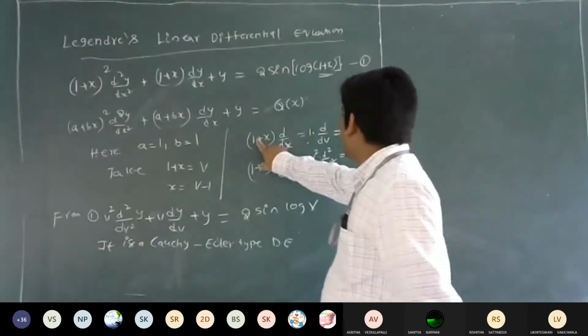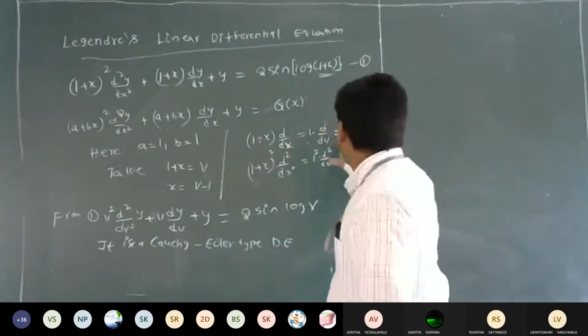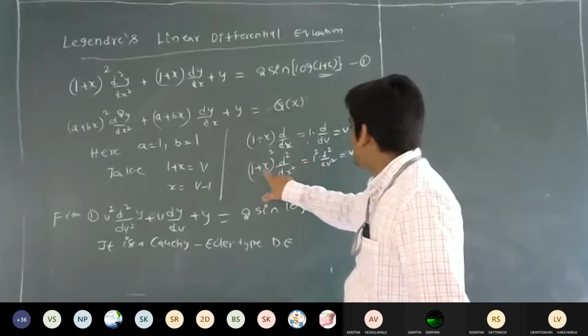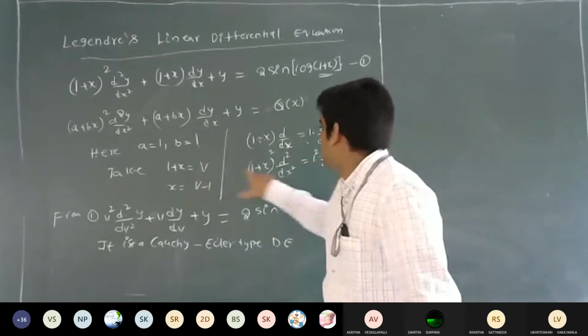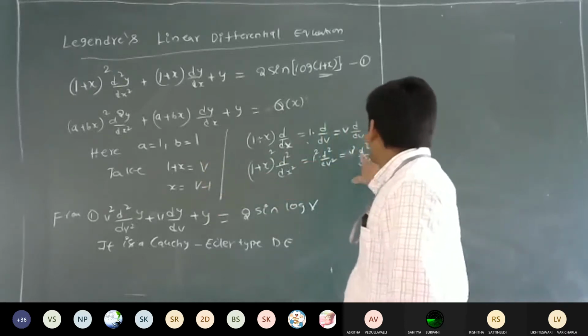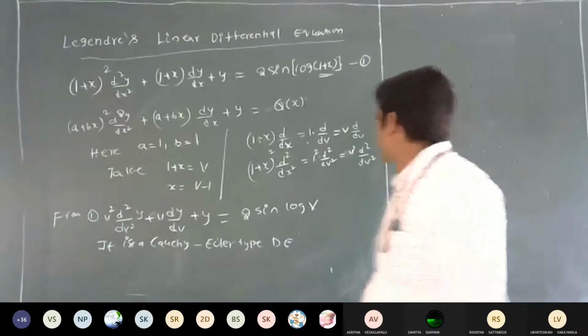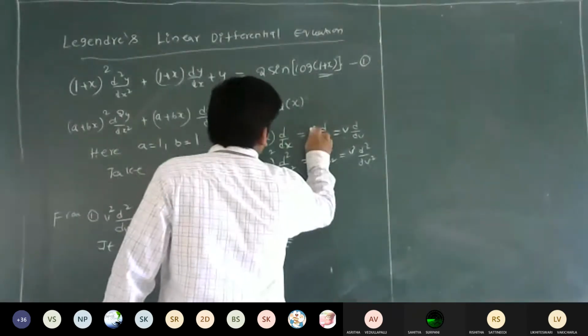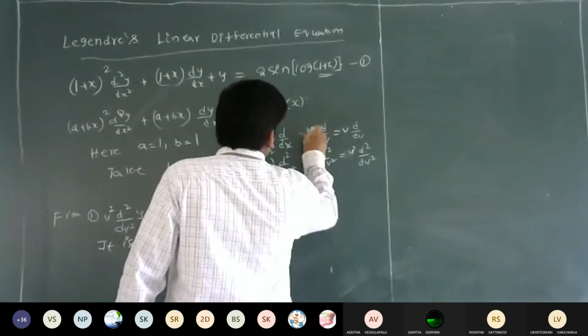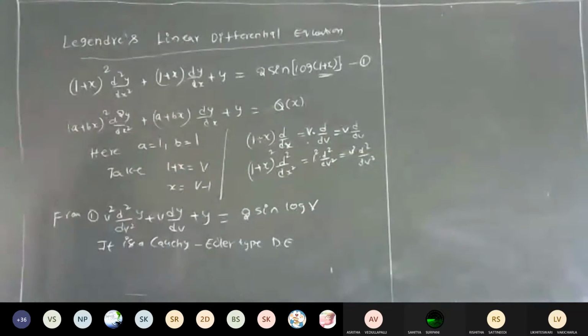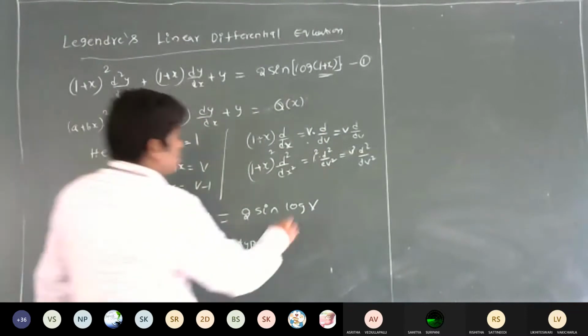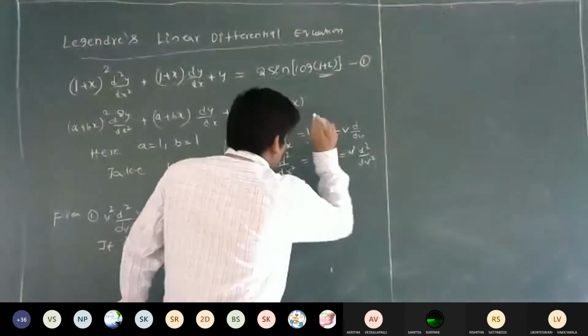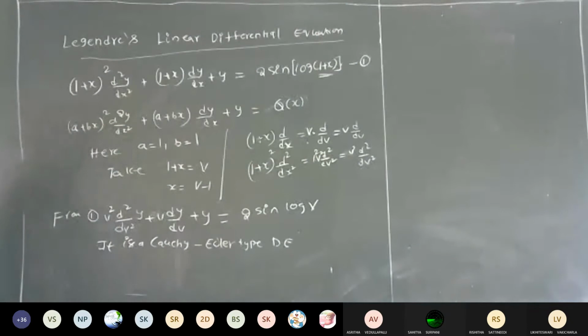Why? Because 1 plus x is equal to v now, so (1 plus x) into d by dx is v into d by dv. (1 plus x) square is equal to v square, so it becomes v square into d square by dv square. Here v also is v into dy by dv, so this is 1 square into y. Therefore it is a Cauchy-Euler type differential equation.